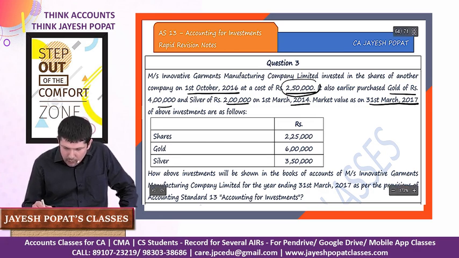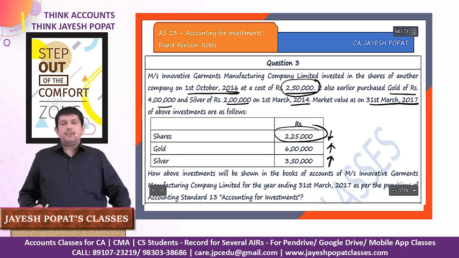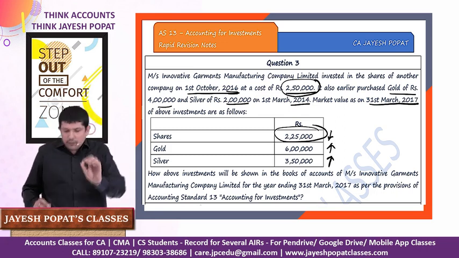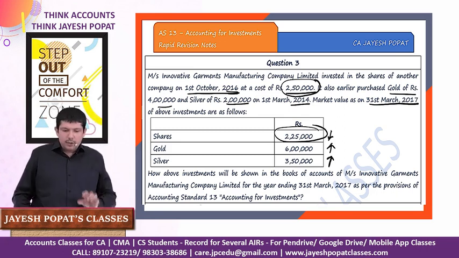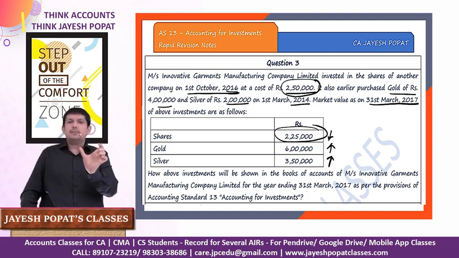We purchased it for 250 in October 16 and in 17 it is 225. So there is a reduction. For gold 4 lakh it has become 6 lakh, silver 2 lakh it has become 3 lakh 50. So for the other two investments there is no worry because the fair value is greater. For shares the value has reduced. We purchased it in October 16 and we are at 31st March 17, a 6 month holding.